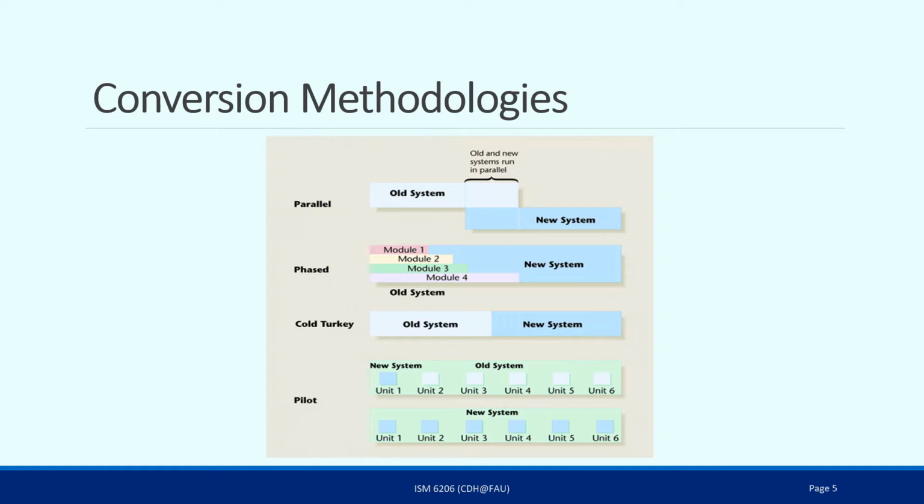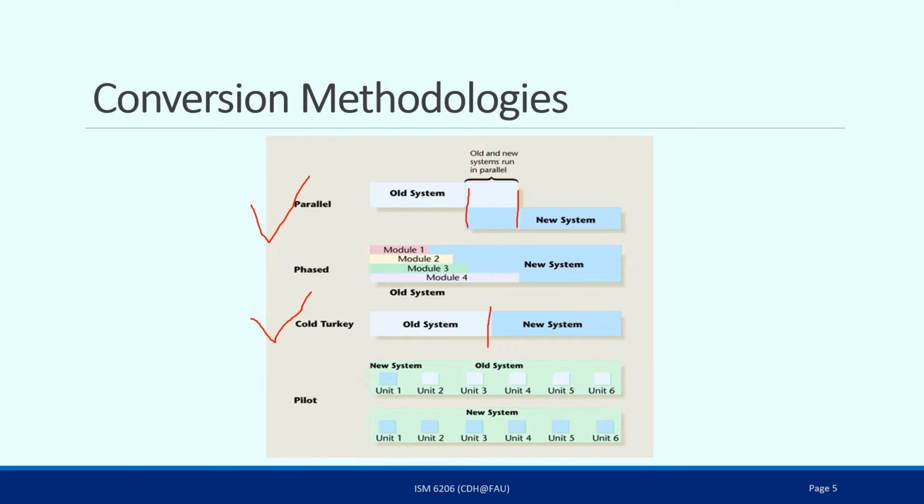So there are several different approaches to convert from the old system to the new system. The first one is parallel. Parallel means that we run the old system and the new system at the same time for a while, and then we make sure that the new system works. Then we turn off the old system. You can imagine that this is probably the most conservative approach. On the other hand, the most aggressive approach is cold turkey, or what people usually call a plunge or big bang approach. Basically, on one day we stop using the old system, and then we just turn on the new system and go.